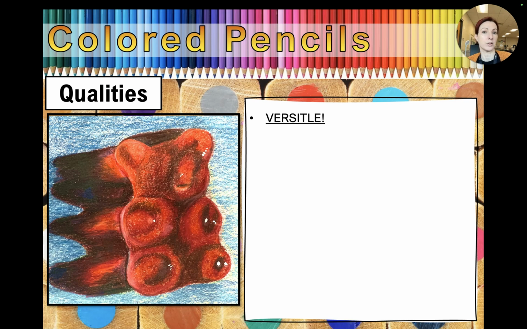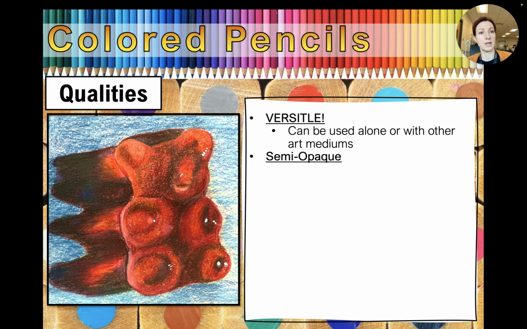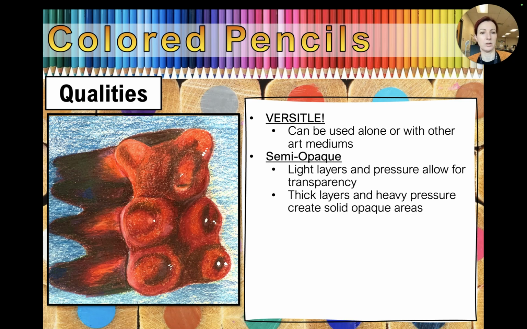So color pencils are versatile. They can be used alone or with other mediums. They work great for mixed media projects. They are semi-opaque, so you can do light layers and light pressure to allow for transparency, so you can have multiple colors shine through. You can also press harder and use heavy pressure to create more solid, opaque areas. They are blendable. You can layer multiple colors and do what's called optical mixing, where you have multiple colors next to each other and blend together to create a color.